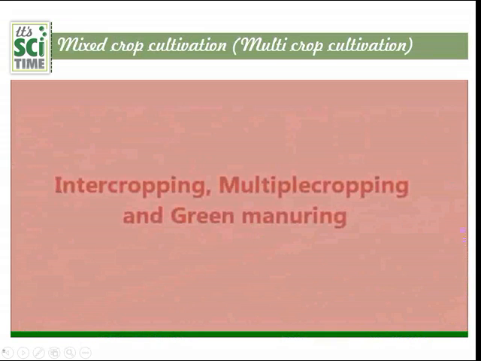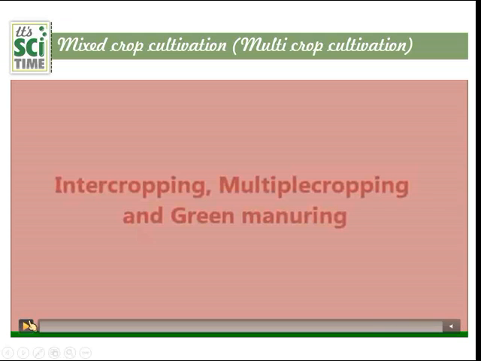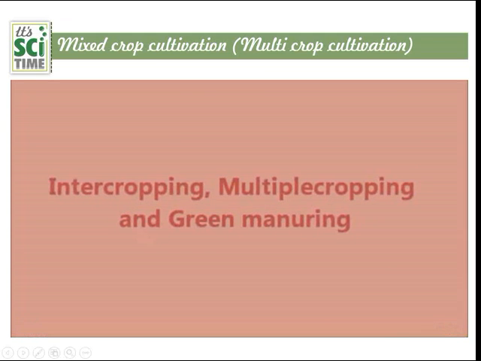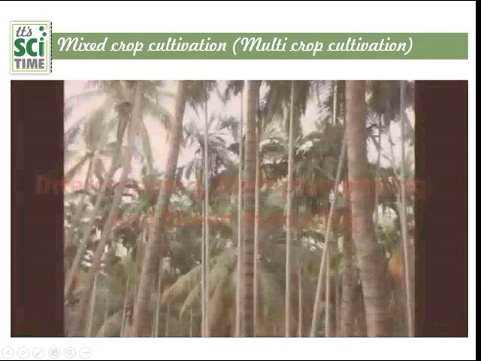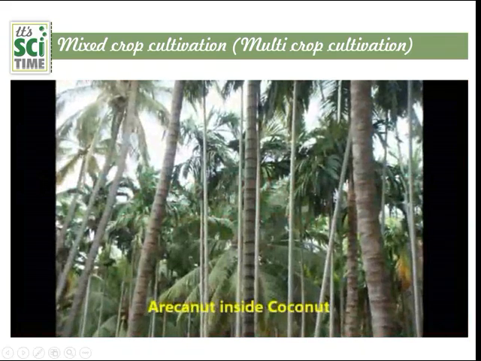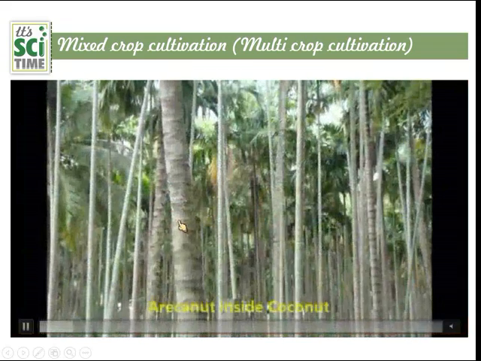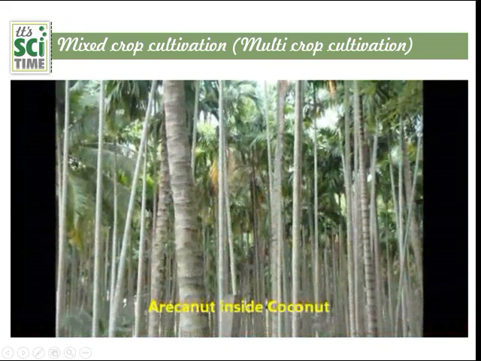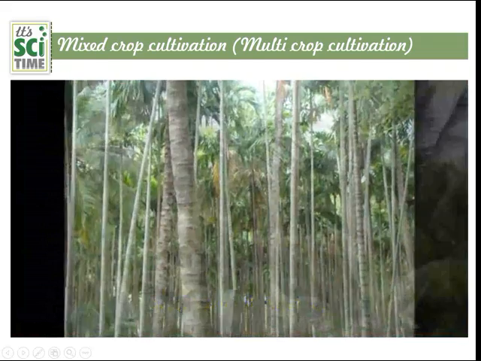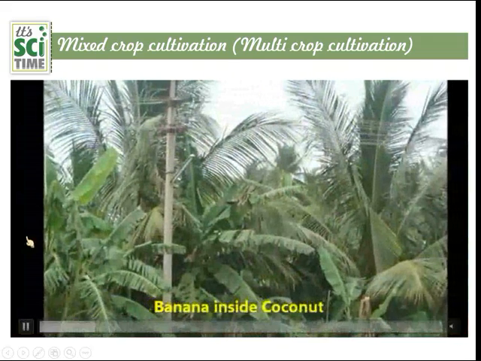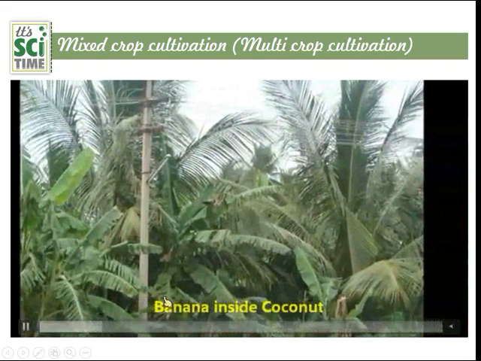And land management practices: mixed crop cultivation, multi-cropping or mixed cropping. Watch the video. Mixed cropping means growing several plants together, arecanut inside the coconut. Here you can see that example. And not limiting to one type of plant, growing several plants in one land.